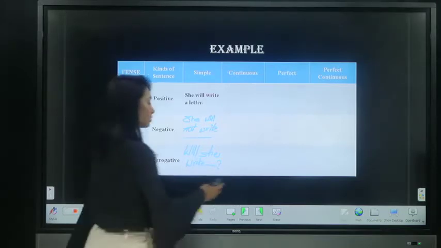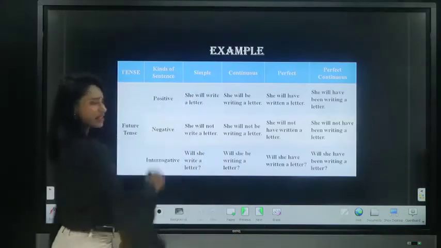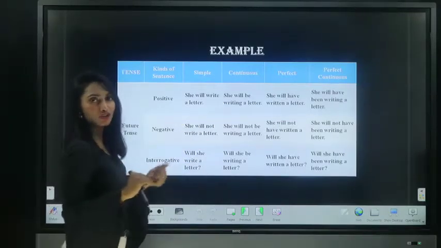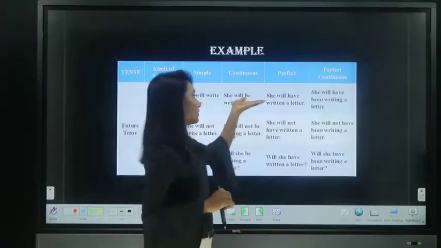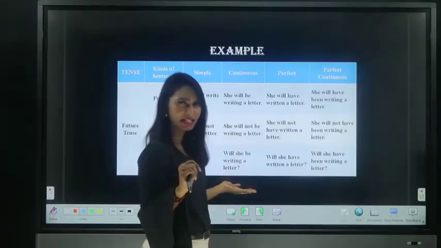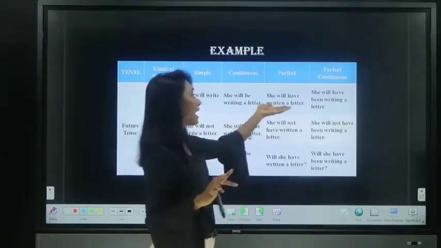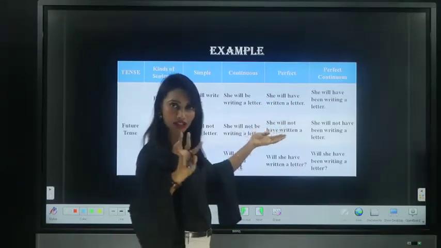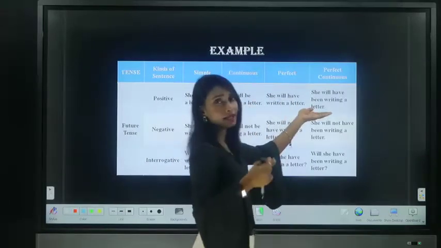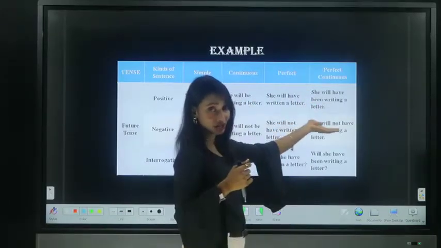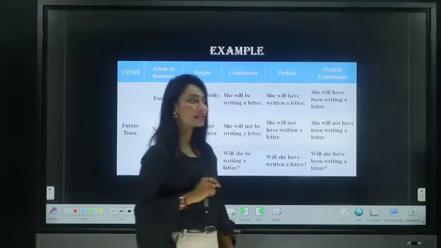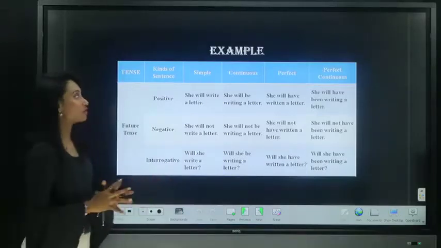Good, guys. So let's see that. She will write a letter. Positive. She will not write a letter. Negative. Will she write a letter? Interrogative. Continuous. She will be writing a letter. Negative. She will not be writing a letter. Interrogative. Will she be writing a letter? Perfect. She will have written a letter. She will not have written a letter. Will she have written a letter? Perfect continuous. She will have been writing a letter. She will not have been writing a letter. Will she have been writing a letter? So that's about future tense.